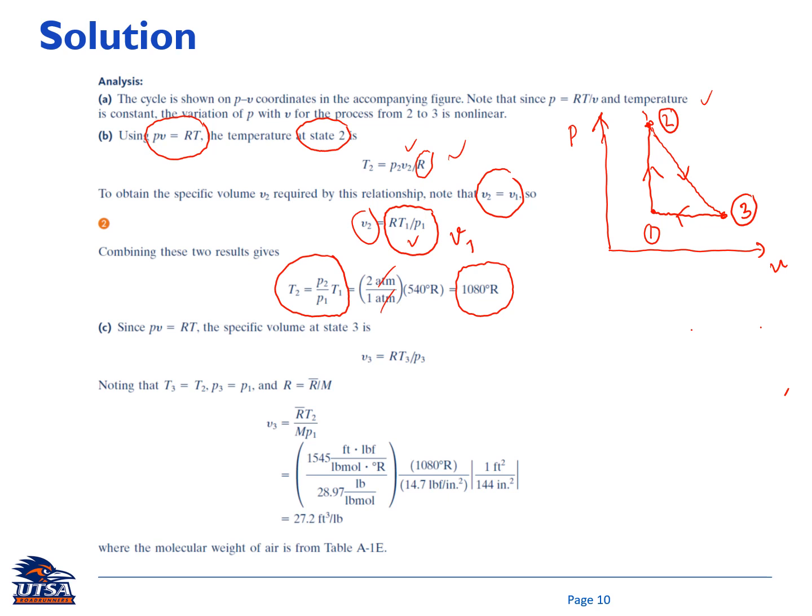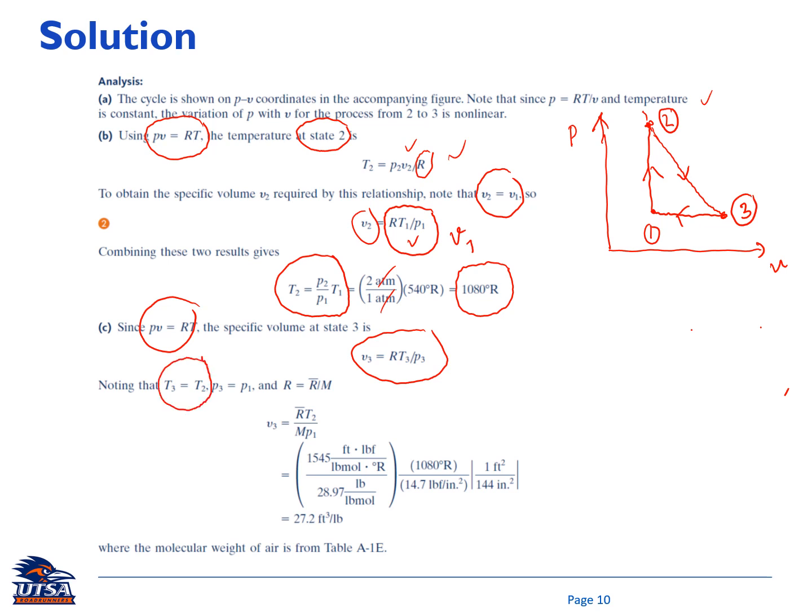In this case, we once again apply Pv equal to RT, and then the specific volume at state 3, we have v3 equal to R times T3 divided by P3. So what is known in state number 3 here is that it has the same temperature as state number 2, because the process connecting state number 2 and state number 3 occurs under constant temperature. So T3 equal to T2.